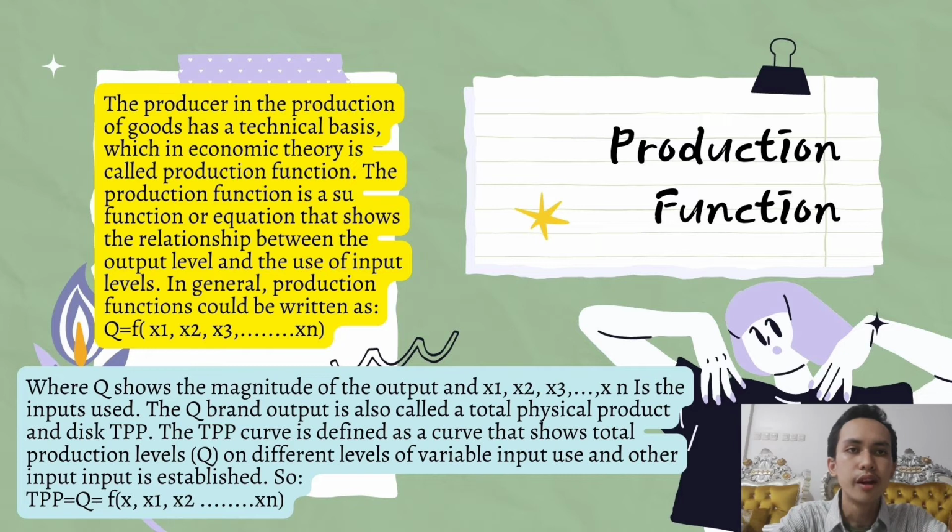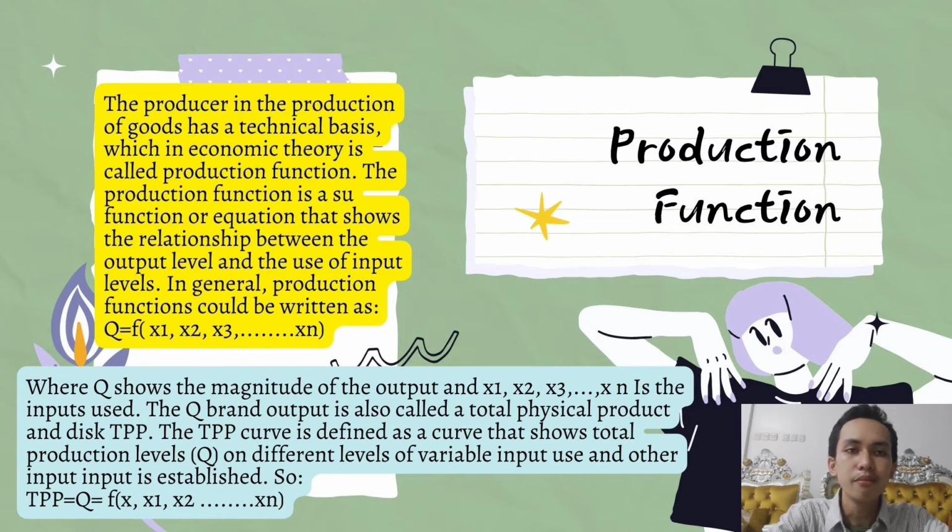The output is also called the total physical product, or TPP. The TPP curve is defined as a curve that shows the total production level on different levels of variable input used while the other inputs are held fixed. So TPP equals Q equals f(x, x1, x2, ..., xn).